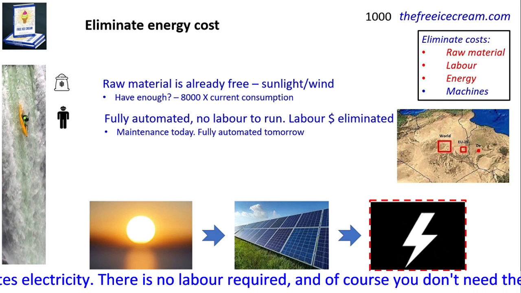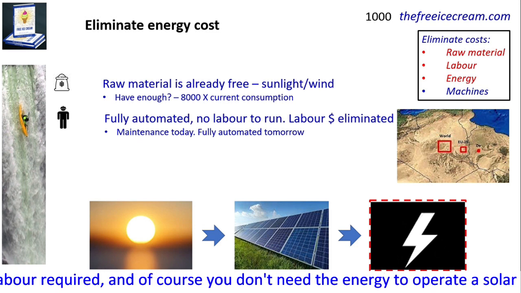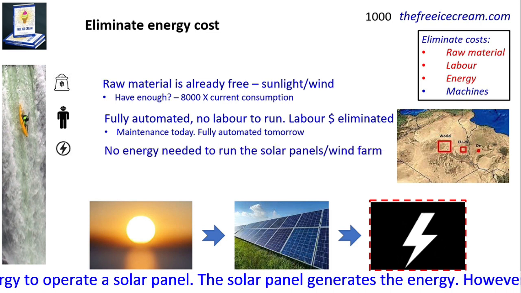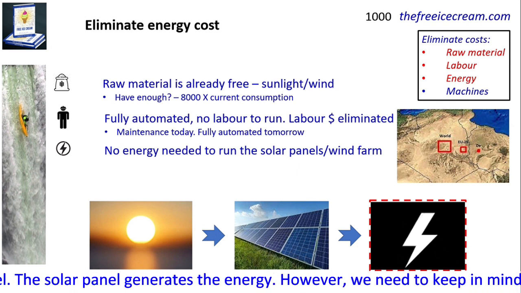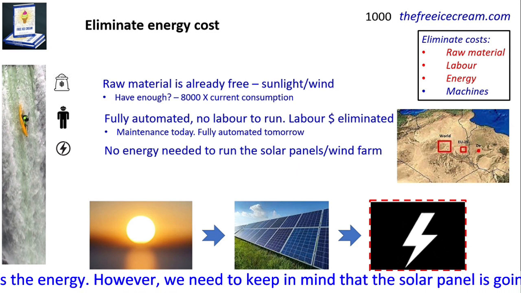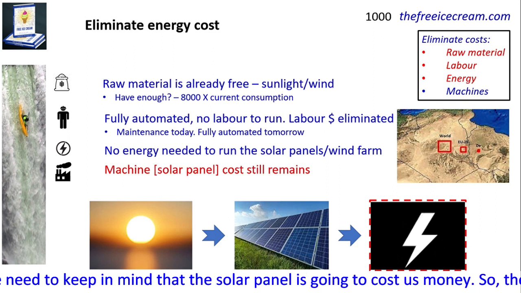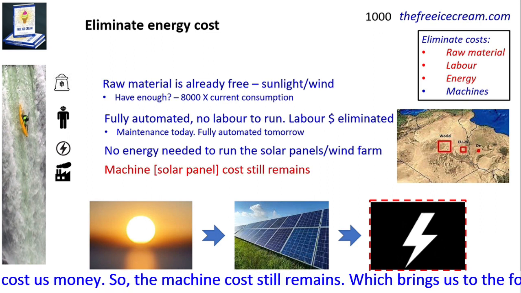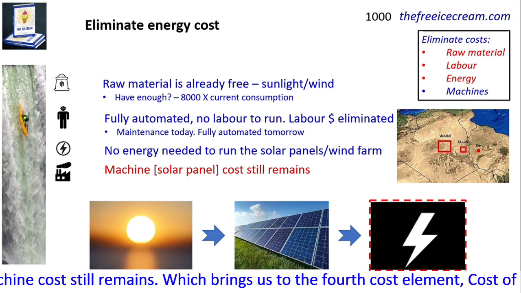The sunlight hits the solar panel and the solar panel generates electricity. There is no labor required. And of course, you don't need energy to operate a solar panel. The solar panel generates the energy. However, we need to keep in mind that the solar panel is going to cost us money. So the machine cost still remains.